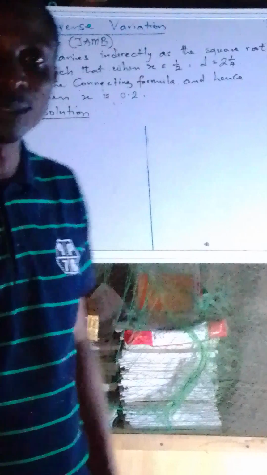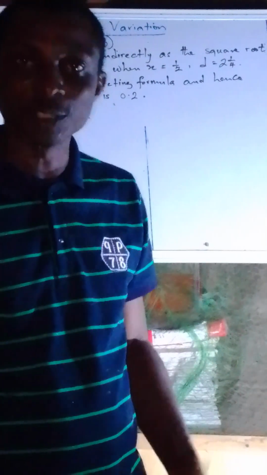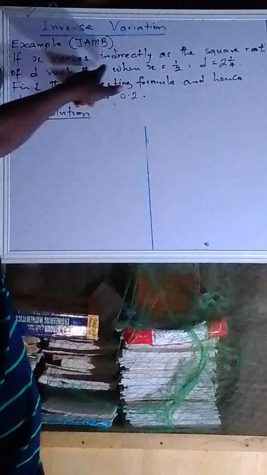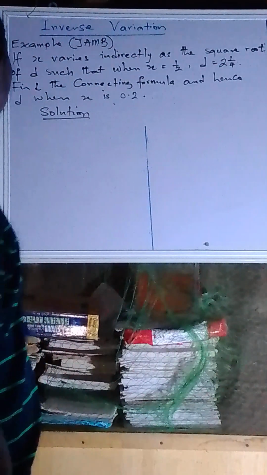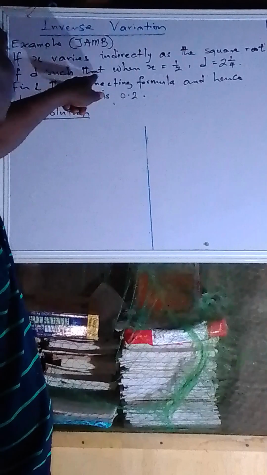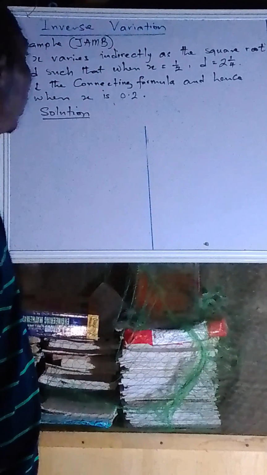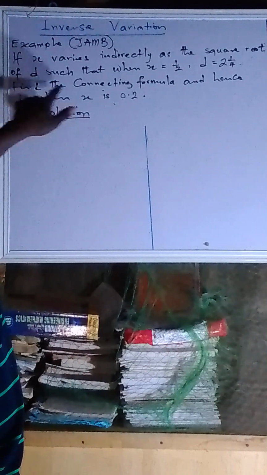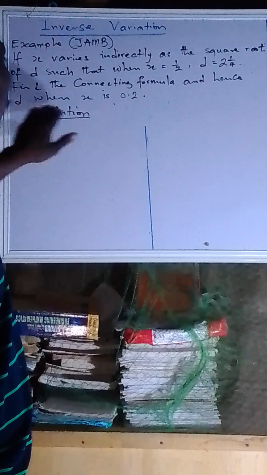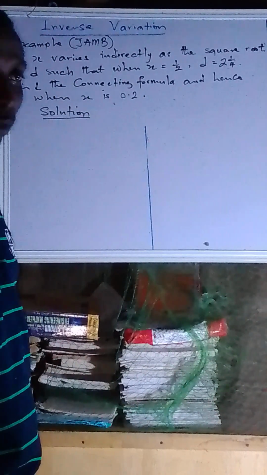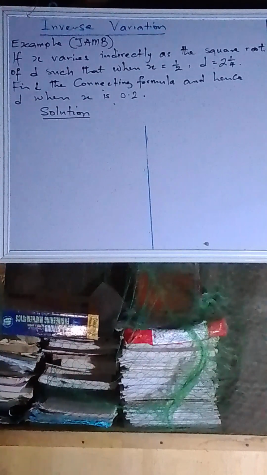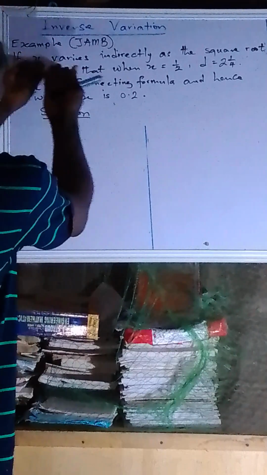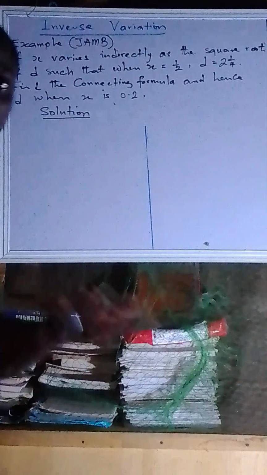Now, we want to look at another question under inverse variation. Let's look at the question. If x varies indirectly as the square root of d such that when x is 1/2, d is 2 1/4. Now, find the connecting formula and hence d when x is 0.2. To do this question, I've always said it: change this statement to a mathematical statement.